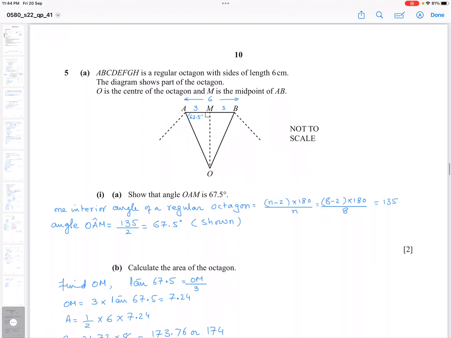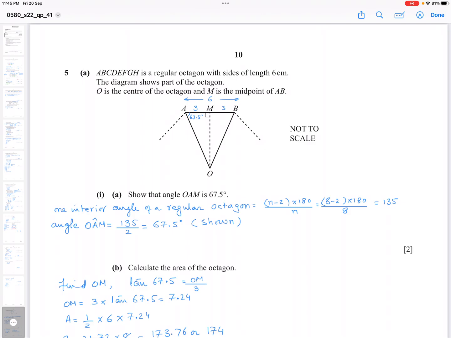Question number 5a. ABCDEFGH is a regular octagon with sides of length 6 cm. The diagram shows part of the octagon. O is the center of the octagon and M is the midpoint of AB. Show that angle OAM is 67.5 degrees.